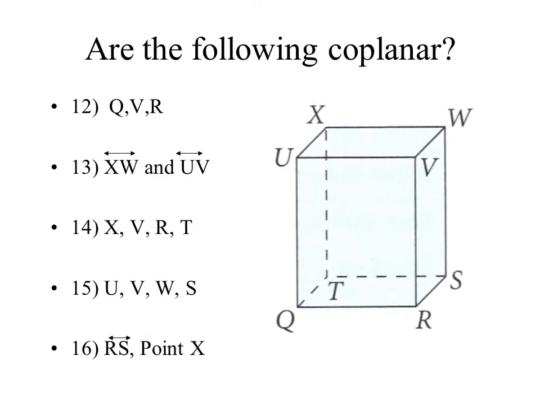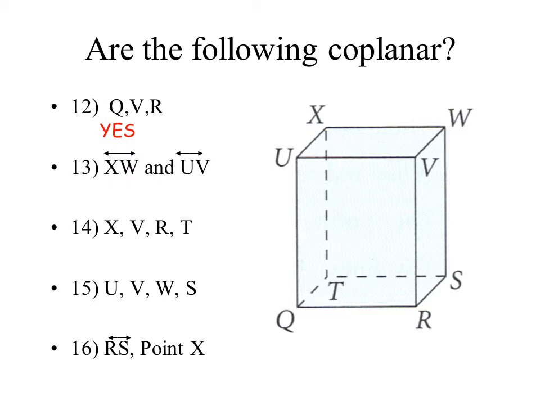All right, let's take a look at some more examples. Are the following coplanar? So number 12 says points Q, V, R. Well, if I locate the QVR, that's like the front of the box, I could put a piece of paper over that and it would contain all those points. So yes. And remember, any 3 points are going to be coplanar. So it doesn't matter what 3 points I name, I could put a plane through that.